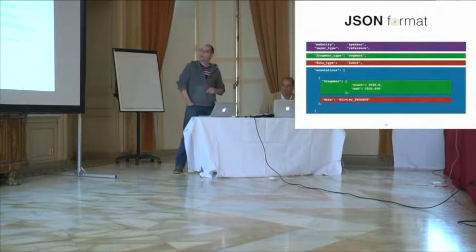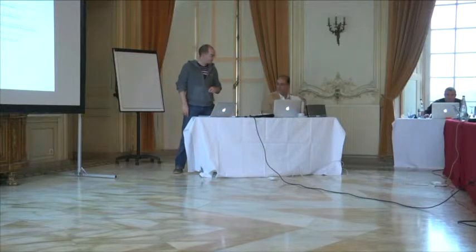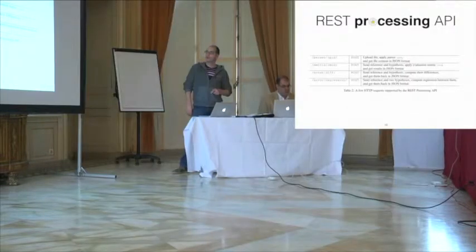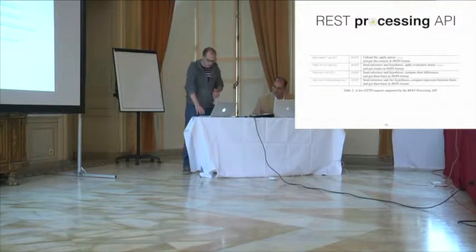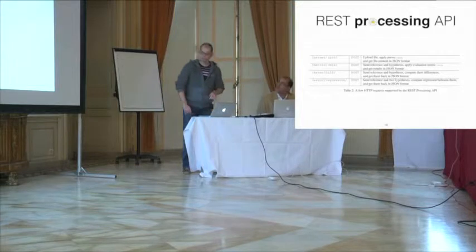And so the Python processing API that I was referring to on the top right in the previous slides allows you to answer these few use cases that I was talking about, like giving you the overall evaluation metric value, returning the difference between two annotations, and regression analysis. So I'll go now to the critical part of my presentation, the demo.